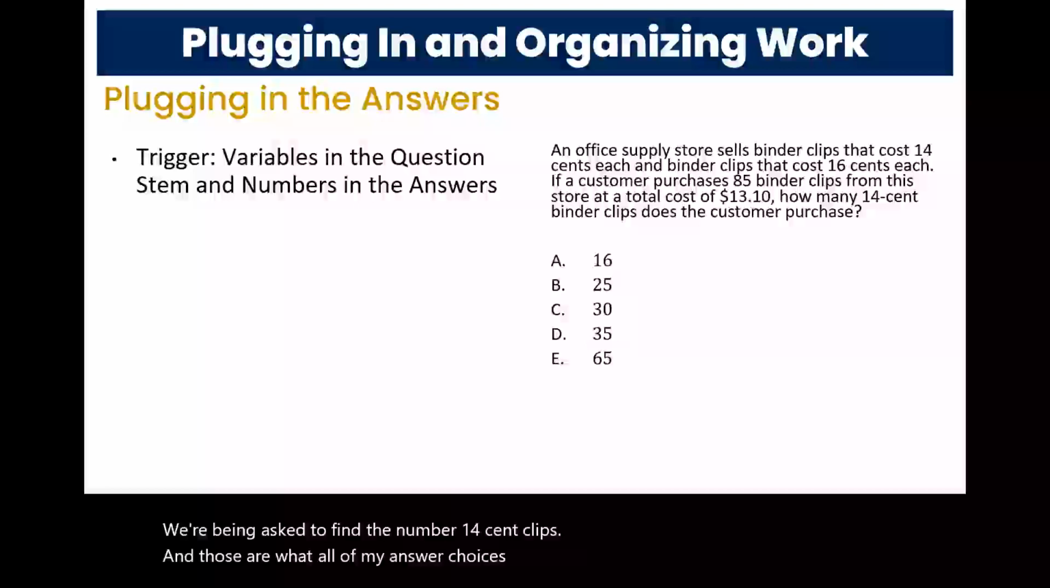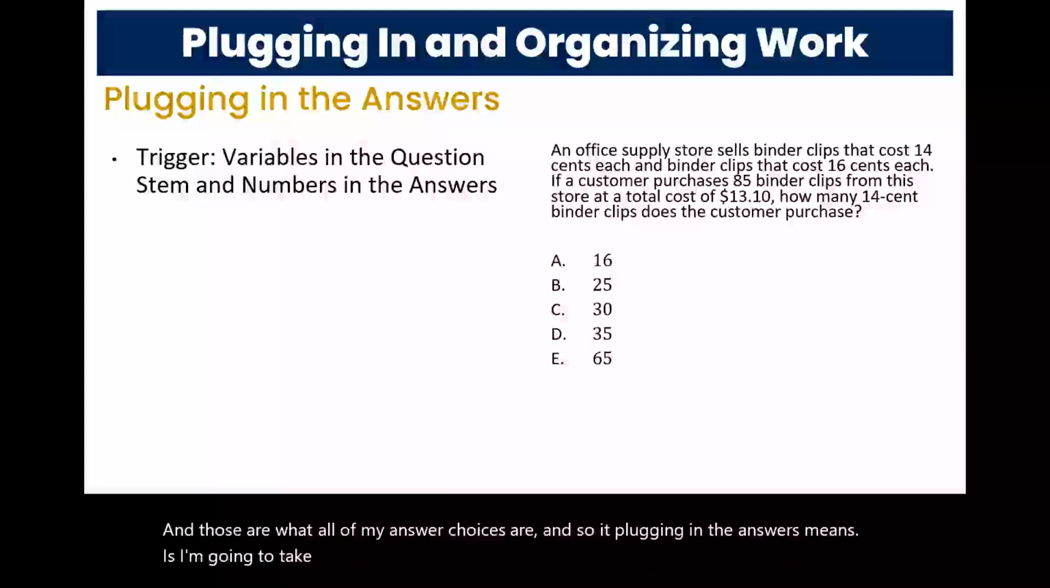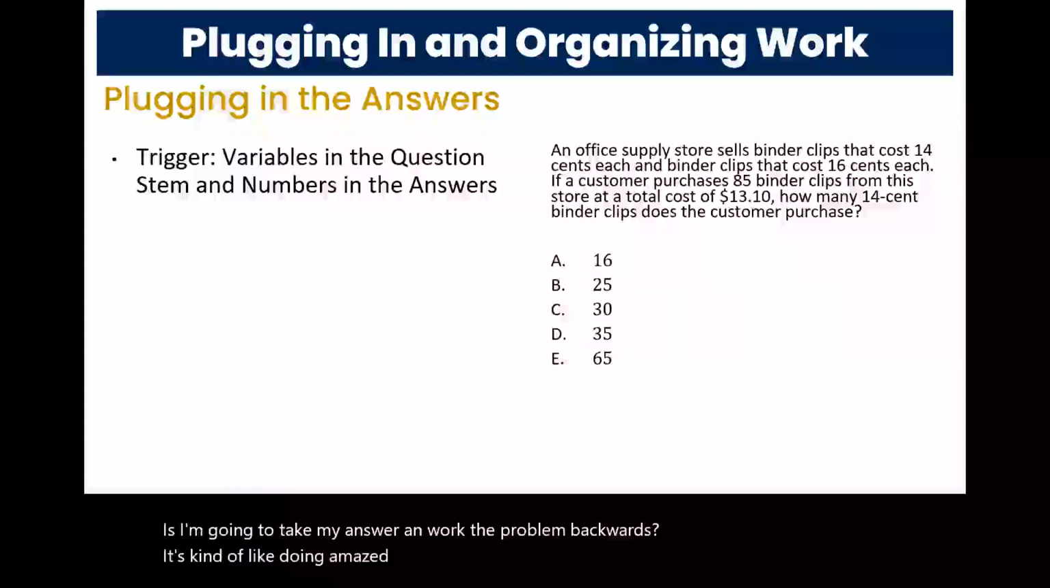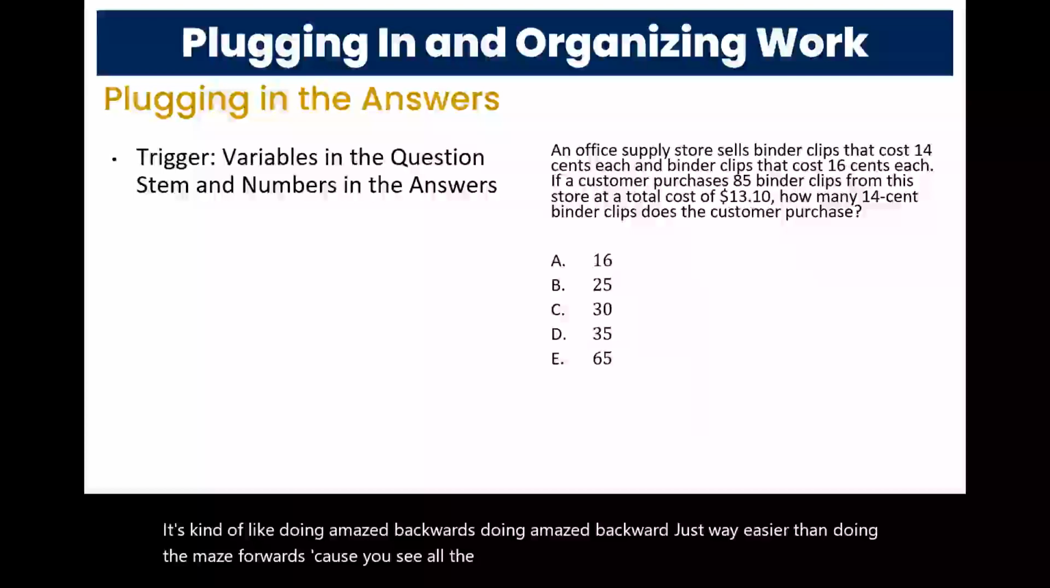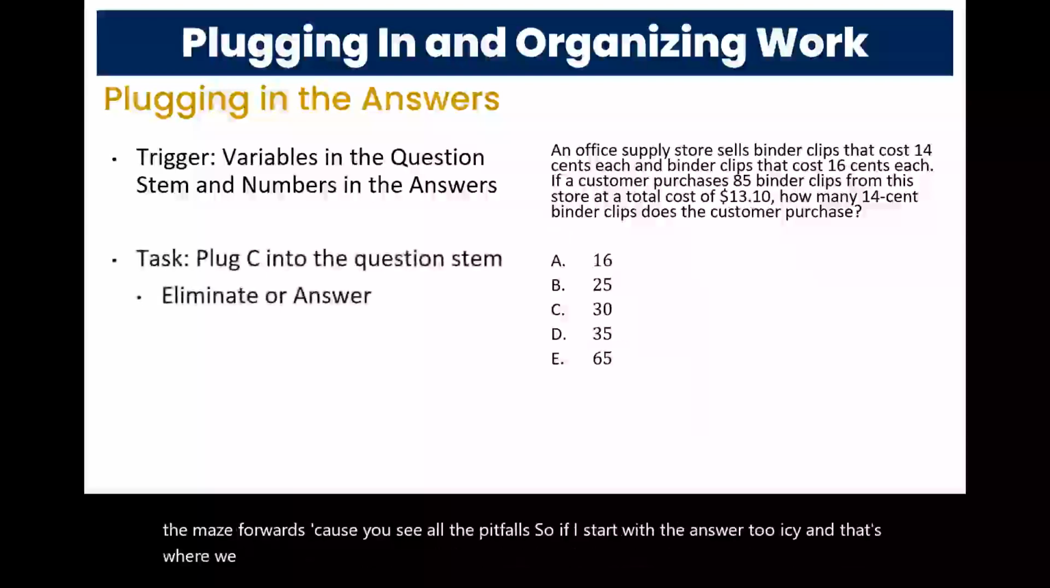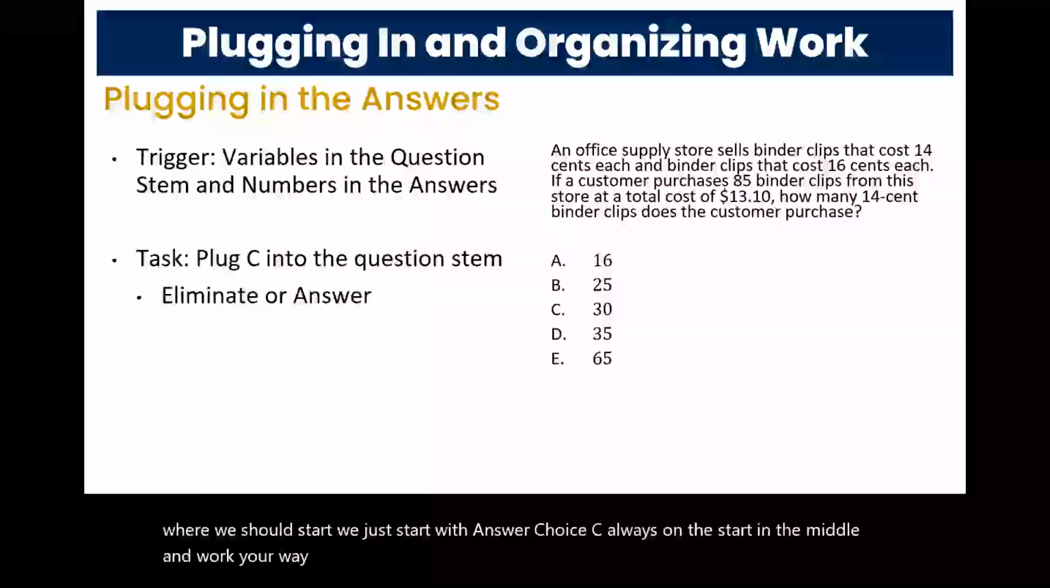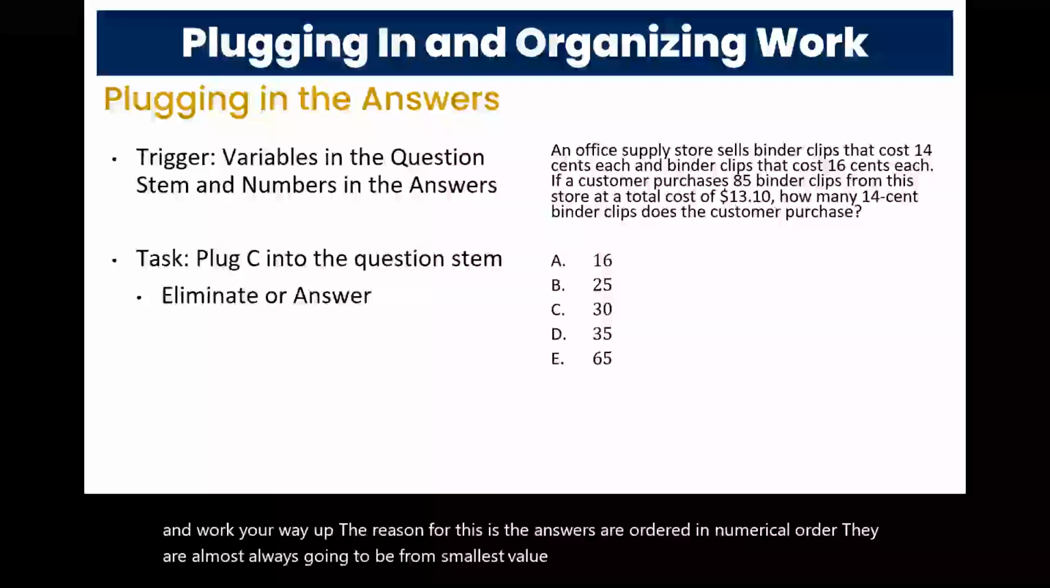And so what plugging in the answers means is I'm going to take my answer and work the problem backwards. It's kind of like doing a maze backwards. Doing a maze backwards is way easier than doing the maze forwards because you see all the pitfalls. So if I start with the answer choice C, and that's where we should start. We should start with answer choice C, always on these. Start in the middle and work your way out. The reason for this is the answers are ordered in numerical order. They are almost always going to be from smallest value to largest value when you go from A to E. So we can use that to our advantage.